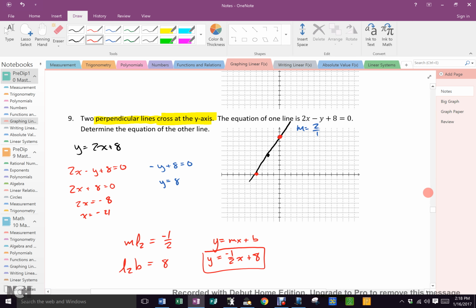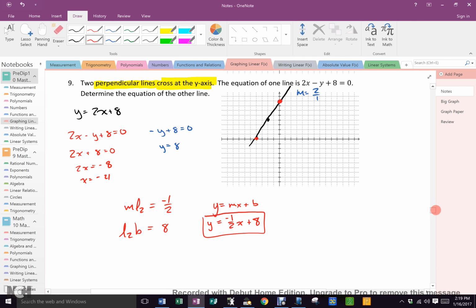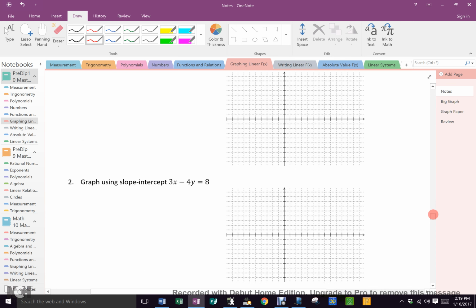Is everybody cool? None of that's new, is it? We know what perpendicular means. We know what y-intercepts are. We know how to graph. Everybody's good, yeah? Okay. Everyone is good with point-slope form? Okay, we're going to do a little bit of algebra, and then we're done this whole unit.